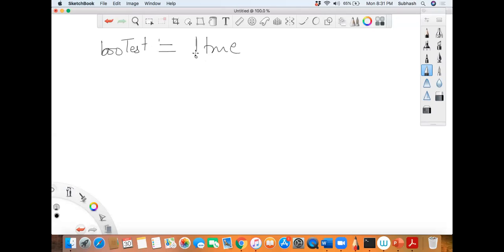False, sir. When I apply a not operator to a true value, that becomes false. Therefore, false will get stored into bool test. If I apply a not operator to a false, what will happen? It will become true. Correct? Yes, sir. So write down the answer is false.